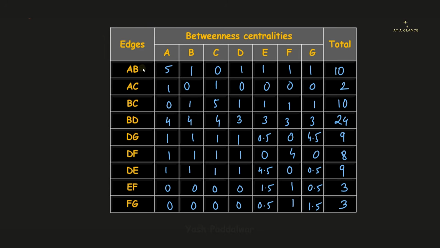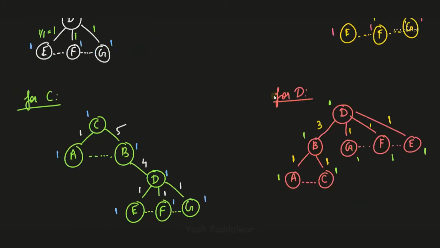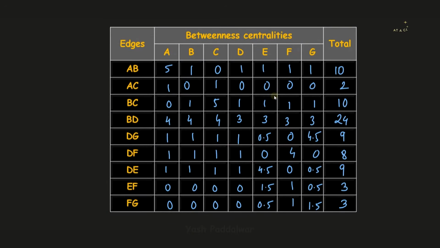So this is the table. You can see over here we have written all the edges that are present inside our graph. A, B, A, C, B, C, something like this. Here you can see edges: A, B, A, C, B, C, BD, BG, BF, BE, EF, and GF. These are the 9 edges that are present inside our graph.